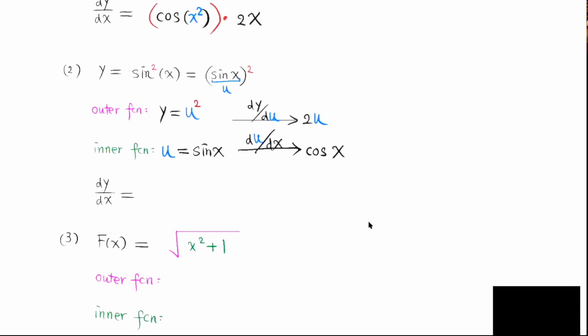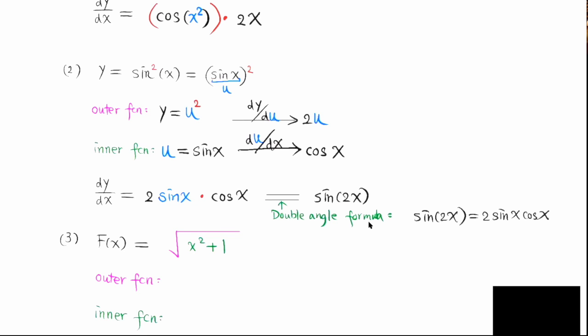multiplied with cosine x. Does it remind you of a trig formula? Sin 2x, is it? Sin 2x, yes, that's equal to sin of 2x. So that's the double angle formula. Sin 2x equals 2 sin x cosine x. Okay, so we simplify it this way.